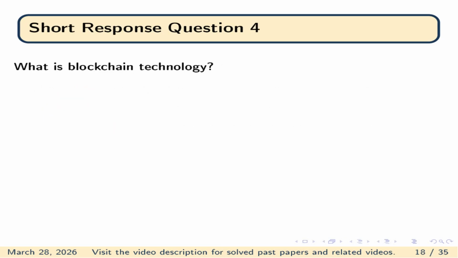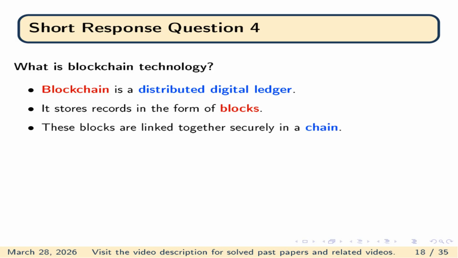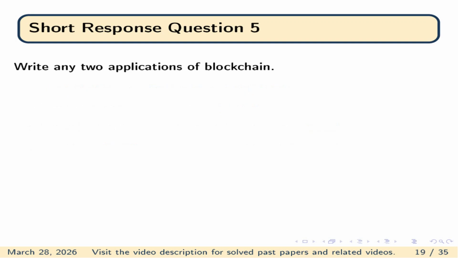Question number 4. What is blockchain technology? Blockchain is a distributed digital ledger. It stores records in the form of blocks. These blocks are linked together securely in a chain. It provides security, transparency, and immutability.